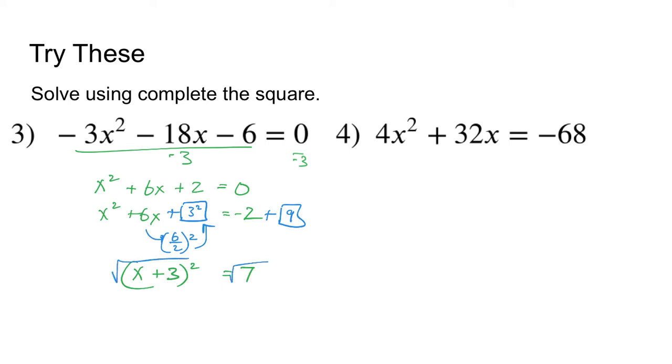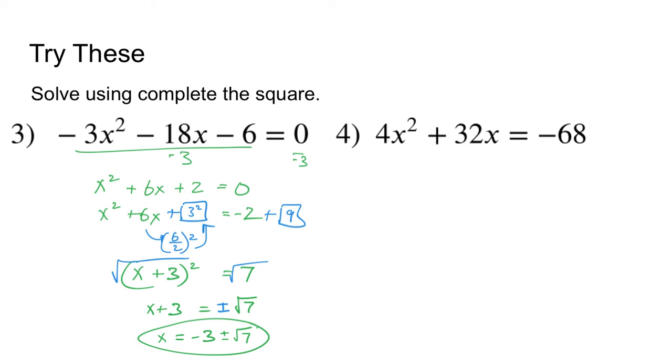I'll take the square root of both sides. That'll give me x plus 3 equals plus or minus the square root of 7. I can't simplify that, so don't drop the radical here. Lastly, I'll subtract my 3 from both sides. I'll get negative 3 plus or minus the square root of 7 as my final answer.